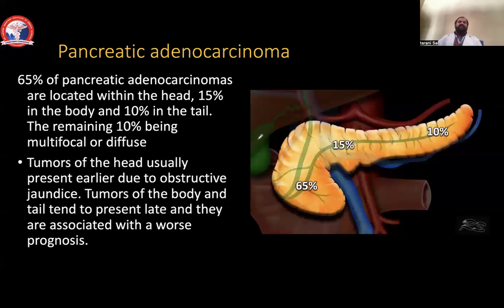Coming to pancreatic adenocarcinoma. 65% of pancreatic adenocarcinomas are located within the head, 15% in the body, and 10% in the tail. The remaining 10% are multifocal or diffuse. Tumors of the head usually present earlier due to obstructive jaundice. Tumors of the body and tail tend to present late and are associated with a worse prognosis. 65% from the head, 15% from the body, and 10% from the tail.